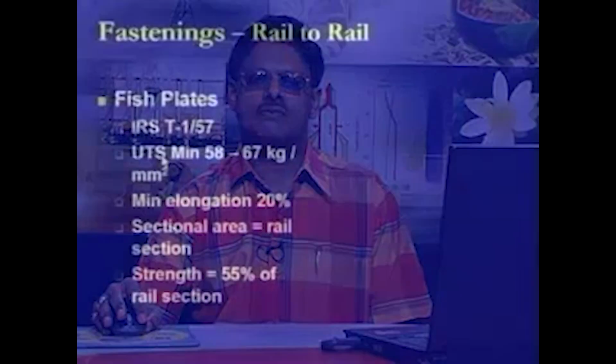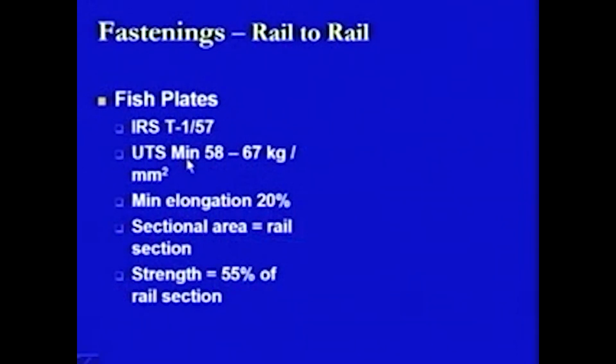This is UTS, which is ultimate tensile strength. At a minimum level, it should be 58 to 67 kg per mm square. Then there is a tendency of deformation under the loads, and under the thermal stresses. In that case, the elongation may be there, and the minimum elongation required in this case is 20%.